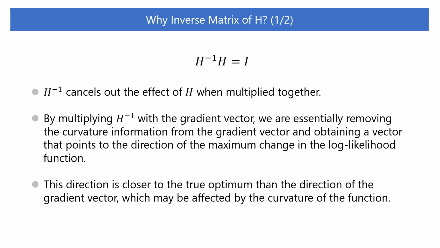If we were to use the Hessian matrix instead of the inverse Hessian matrix, we would be multiplying the gradient vector with a matrix that amplifies the curvature information, and we would obtain a vector that points to the direction of the minimum change in the log likelihood function. This direction is farther away from the true optimum than the direction of the gradient vector, and it would lead to slower convergence or even divergence of the algorithm.